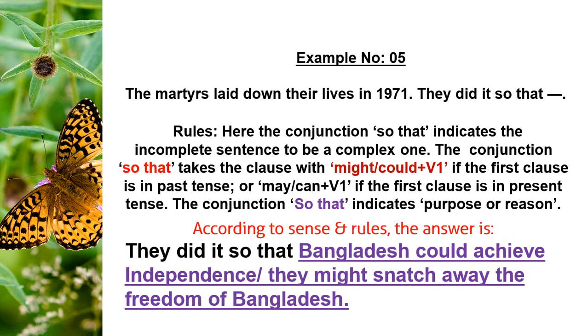According to sense and rules, the answer is they did it so that Bangladesh could achieve independence, or they did it so that they might snatch away the freedom of Bangladesh. Here it is past, and we have used could or might with V1.